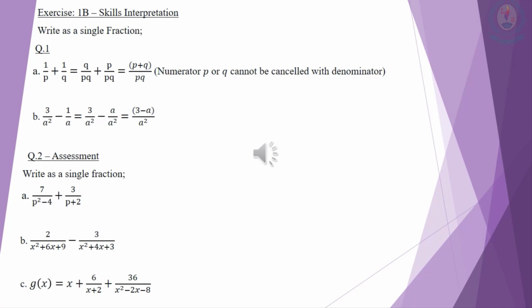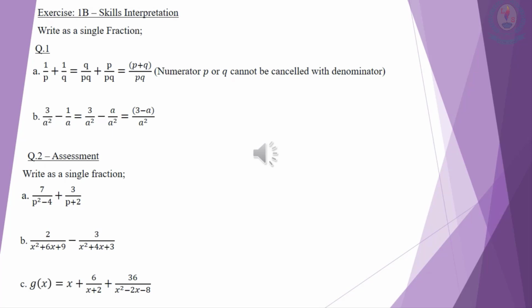That is a common mistake you all make from the lower grades. Part B: 3 over a squared minus 1 over a, which comes to 3 over a squared minus a over a squared, which equals 3 minus a over a squared, where a squared is the common denominator.